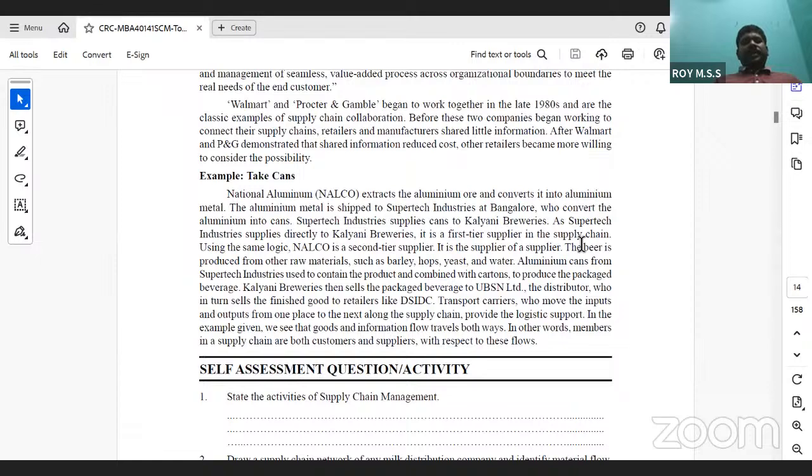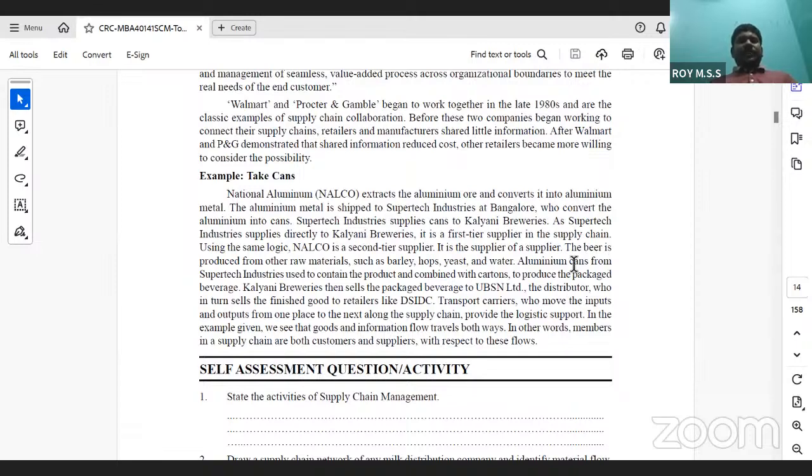See this directly. There will be 1 tier, 2 tier, 3 tier supply chains in that. As Supertech is directly giving to the Kalyani Breweries company, it is called the 1 tier supplier. Using the same logic, Nalco is the 2nd tier supplier. It is the supplier of a supplier, because Nalco extracts the aluminum and gives it to the Supertech industry. That will be the 2nd tier.